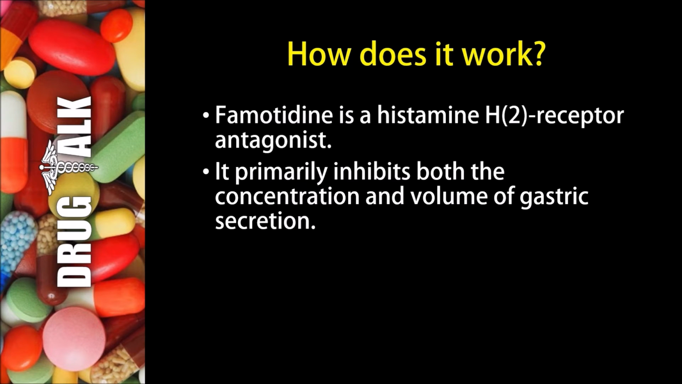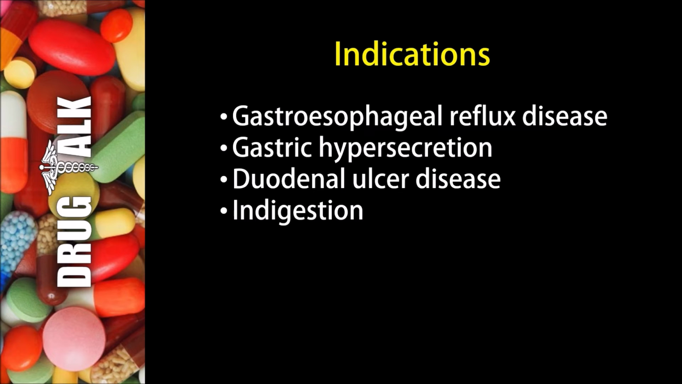So how does Famotidine work? Well, first of all, Famotidine is a histamine H2 receptor antagonist. It primarily inhibits both the concentration and volume of gastric secretion. In terms of indications or reasons we would give this medication to a patient, we often see it used in gastroesophageal reflux disease, or GERD. It's used in gastric hypersecretion. It can be used to treat a duodenal ulcer, as well as in the treatment of indigestion.